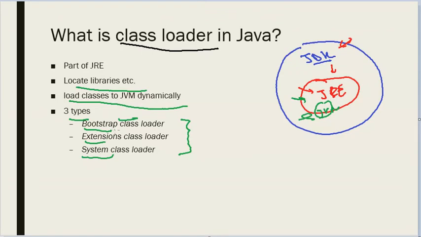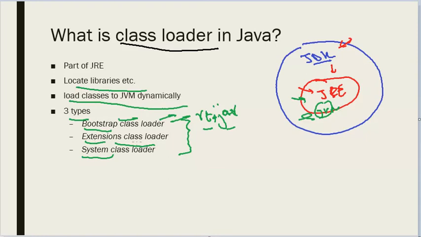So the Bootstrap class loader is the parent class loader, and the extension class loader is the child class loader. The Bootstrap class loader loads the classes from the location rt.jar. So it's not a class itself. As I said, it's just machine code that is invoked by the JVM, and then it goes on to load the Java classes from the rt.jar location.